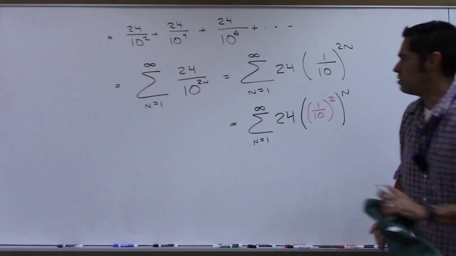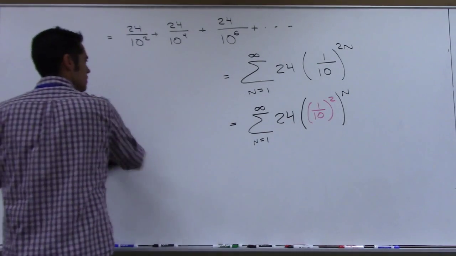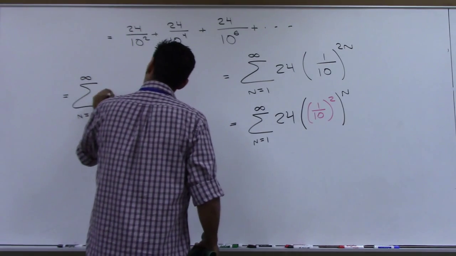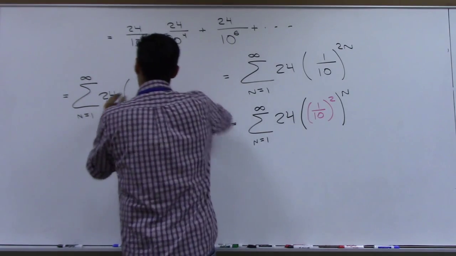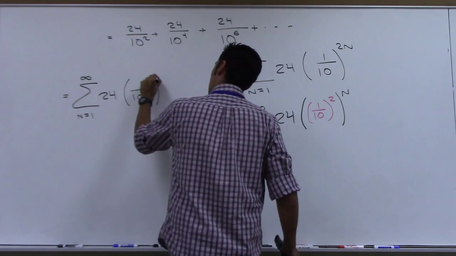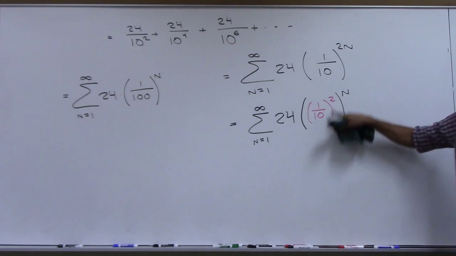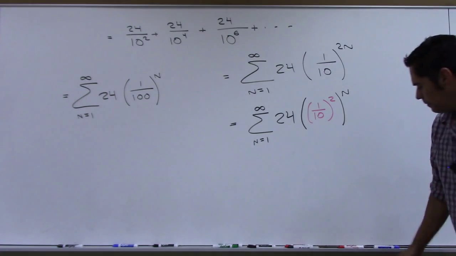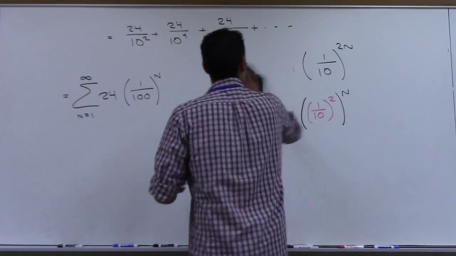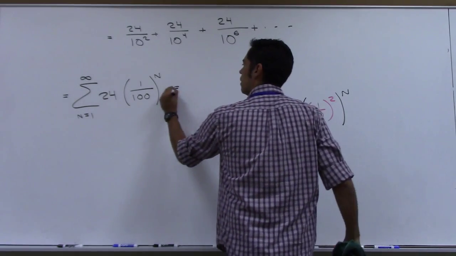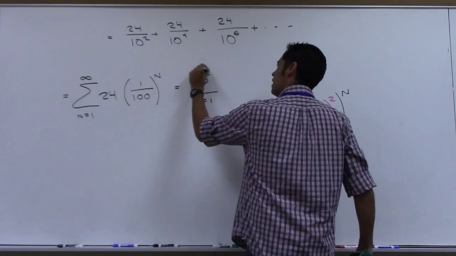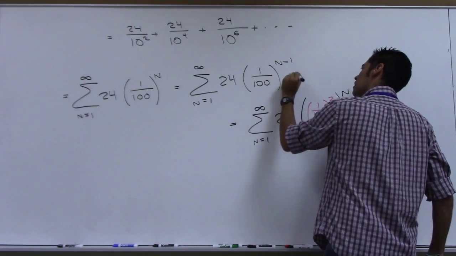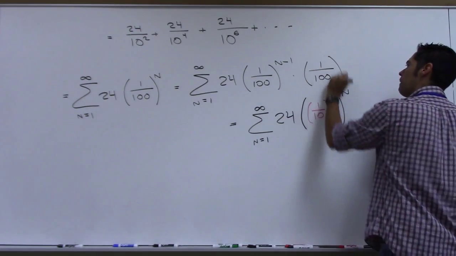Yeah, now we can do the minus 1 plus 1. But I'm going to do one more line. You see n equals 1 to infinity. We've got 24. We've got 1 over 100 to the n, changing that red thing into 1 over 100, and then the minus 1 plus 1. Sum n equals 1 to infinity, 24, 1 over 100 to the n minus 1 times 1 over 100.